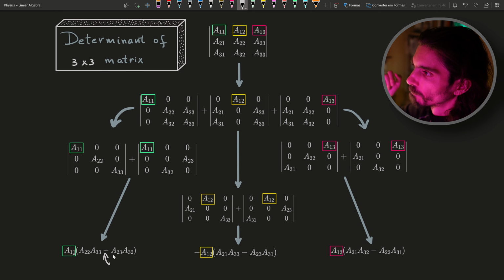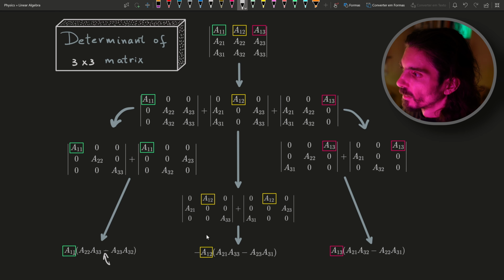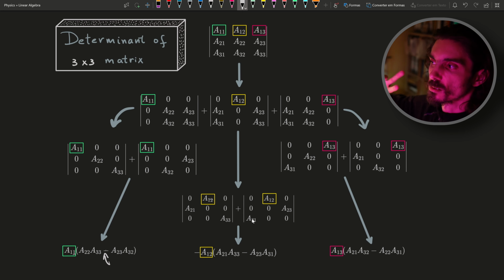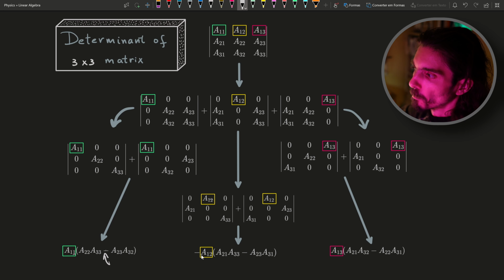Just repeat the same thing. For a22, just flip the rows, right? You have to flip one time. So we have a21 here, a12 here, and a33 there. But you have the minus sign: minus a12 a21 a33. This is what I just said. And finally, for this one, you have to flip twice. You flip twice, and the minus cancels, and you get a12 a23 a31.